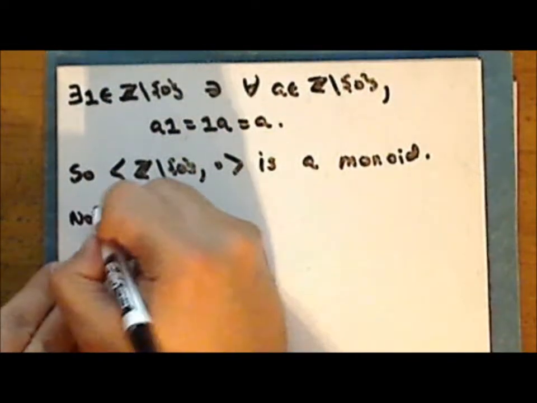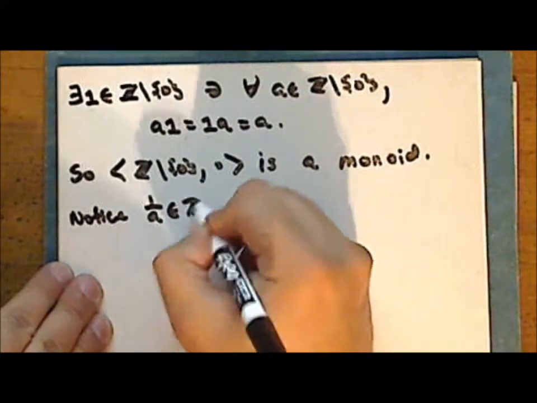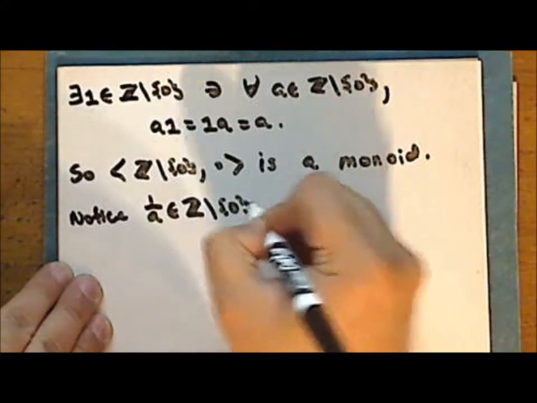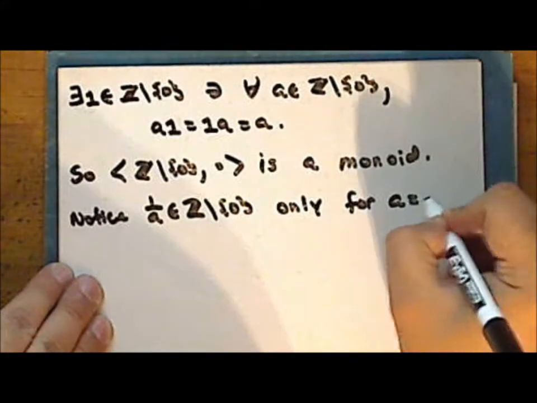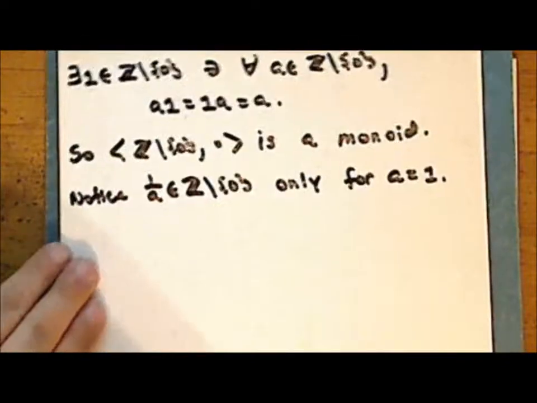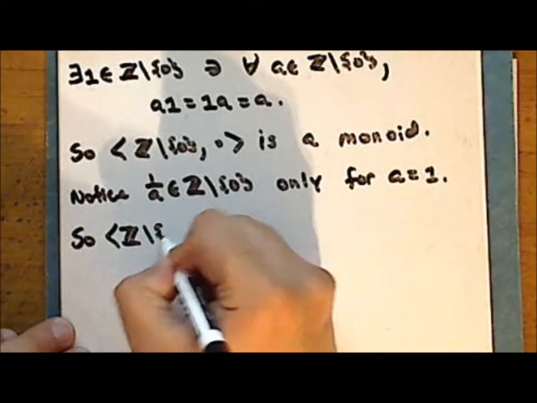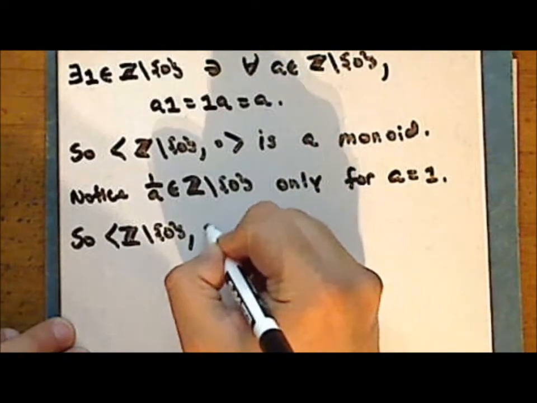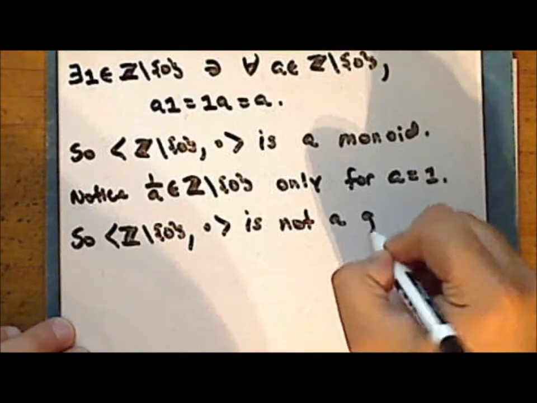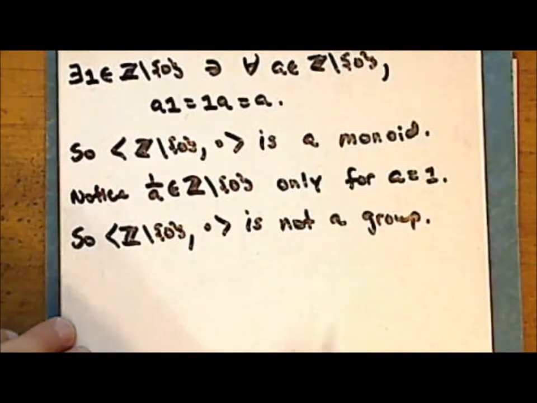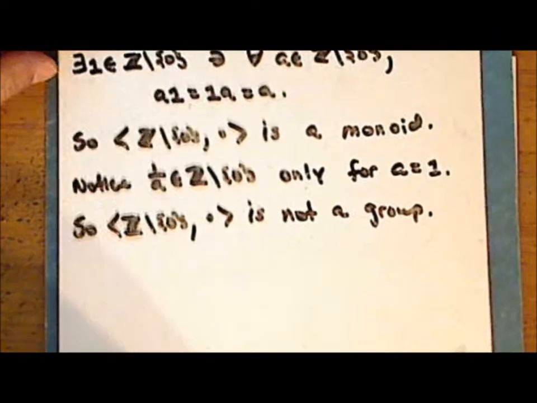Now notice that 1 over a is in the set of non-zero integers only for the case a equals 1. And so the non-zero integers under multiplication is not a group, since it is not true that every element has a multiplicative inverse.